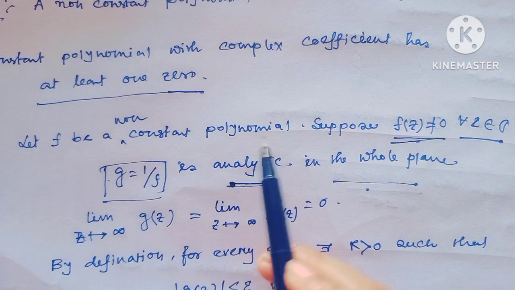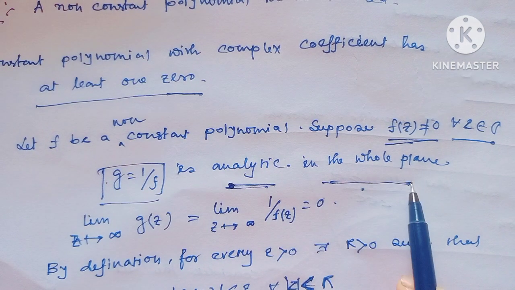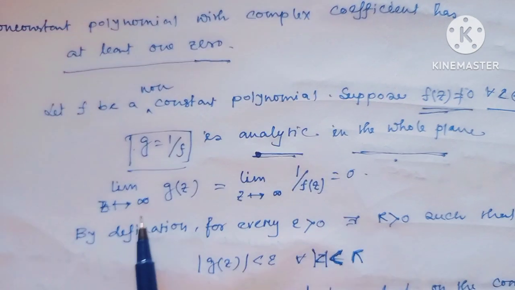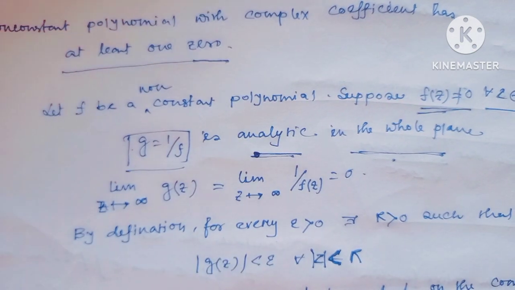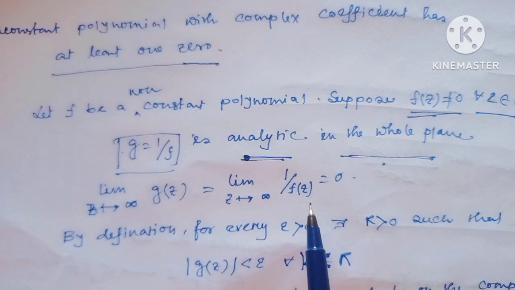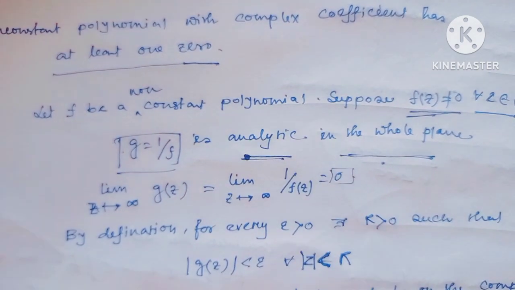And since f is a non-constant polynomial, the function g = 1/f is always analytic. So g is analytic in the whole plane. Then the limit as z goes to infinity of g(z) equals the limit as z goes to infinity of 1 over f(z), and this value is always 0. We all know this.